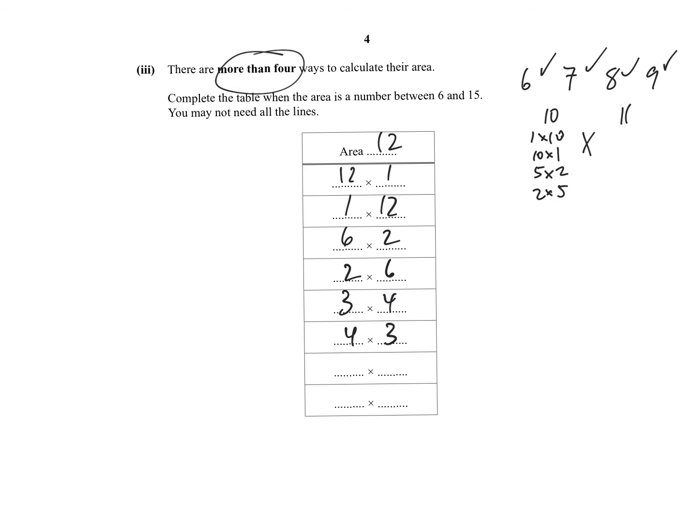We already saw that 13 is prime, and 14 is going to be similar to the others. 1 times 14 and 2 times 7, so there's going to be 4 different ways to calculate it. And then 15 is 1 times 15 and 3 times 5, right? So out of all of the numbers between 6 and 15, 12 is the only one that has lots of different ways, more than 4 ways to calculate it.